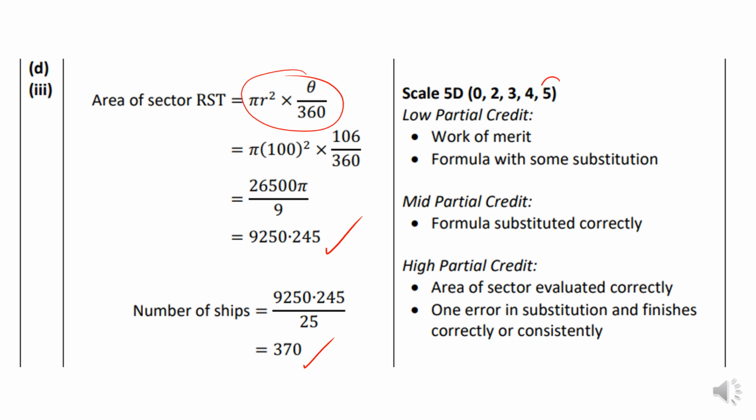And look again, there's only 5 marks going for that. Alright, you get 2 out of 5 if you had the formula with some substitution. So always write down the formula, always try and substitute some numbers. 3 out of 5 if the formula was substituted correctly. 4 out of 5 if you got the area of the sector but you forgot to finish with the number of ships. Okay, and if you did everything more or less right but you made one mistake, you get 4 out of 5.